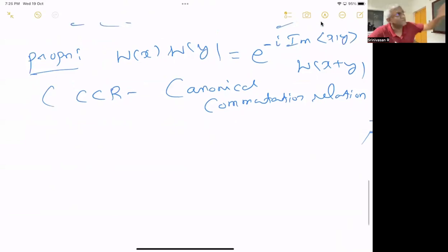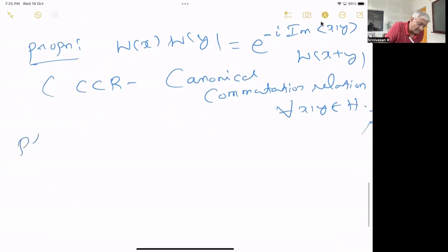Anyway, the statement is just this: W of X times W of Y equals that. That is the statement, and this is true for all X, Y. Given x and y in H, we have defined W of x and W of y, which are unitary operators. They satisfy this commutation relation. That's what we are saying. To verify this relation, we have to verify it on a total set, and it's enough to verify this on the exponential vectors.